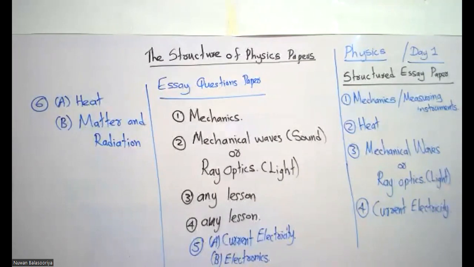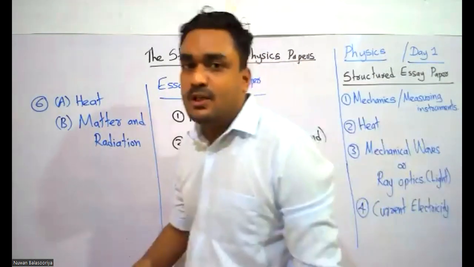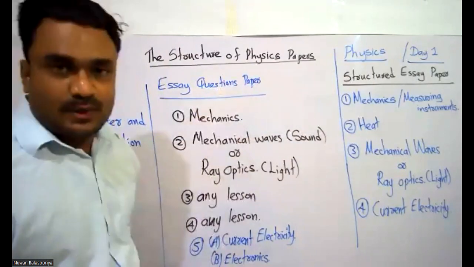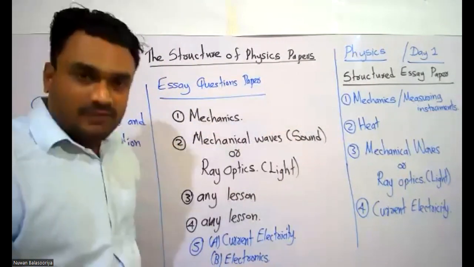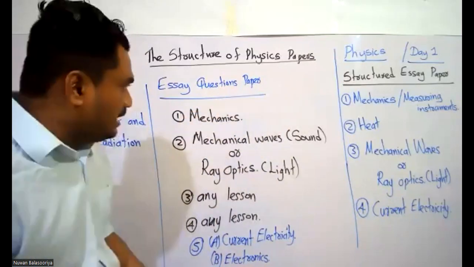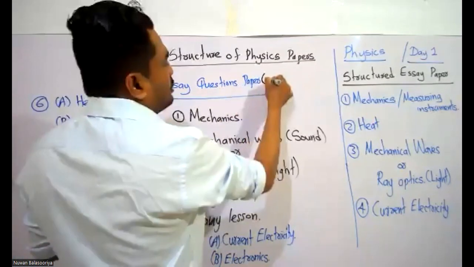Normally the structured essay question paper and the essay questions paper are given together. The total time duration given for both papers is 3 hours. Normally, time should be managed like this. For the essay question paper, you need 2 hours.